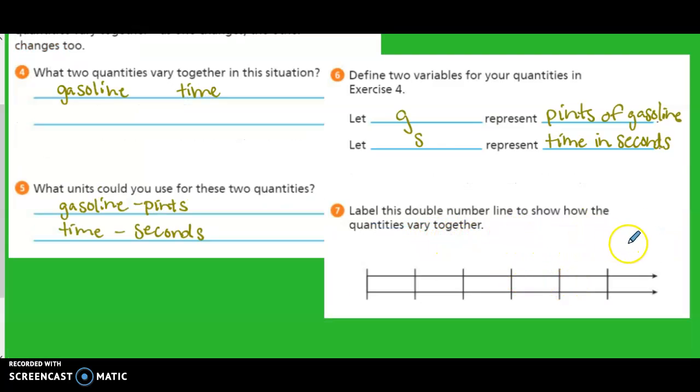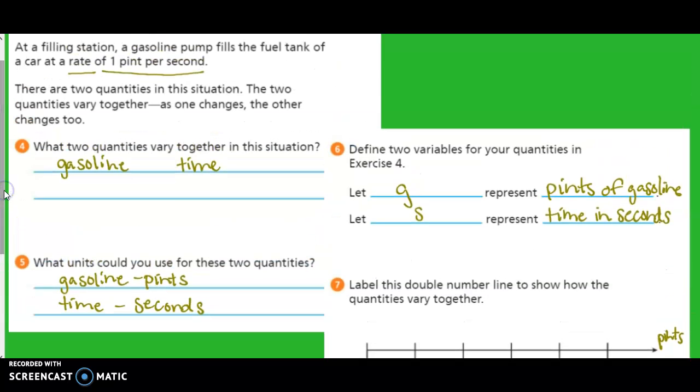Label this number line to show how the quantities vary together. So I'm going to put gasoline, or pints of gasoline, up on top, and I'm going to put seconds on the bottom. And now I have to go back to the situation and remind myself of the rate. So here it is.